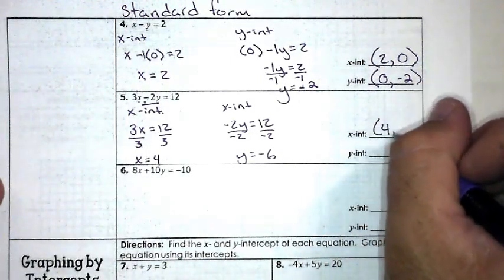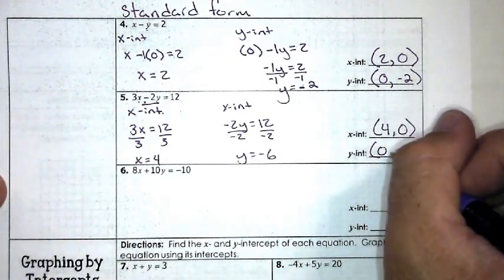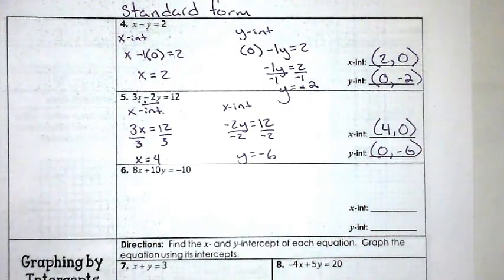All right, number 6 on your own. Number 6 on your own. And then I'll call up 2 volunteers.